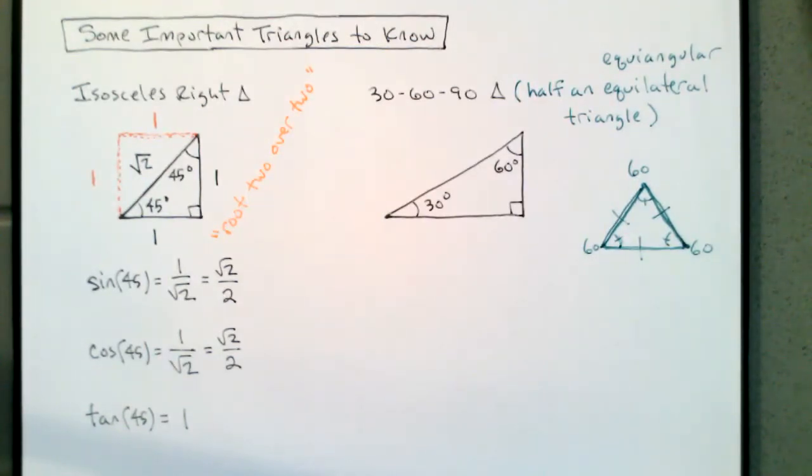So what we're going to do to make a 30-60-90 triangle is to take our equilateral triangle and cut it in half. Since I cut the triangle in half, I'll cut that angle at the top in half. So a 60-degree angle becomes a 30-degree angle.